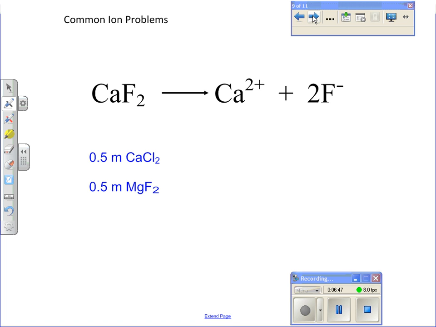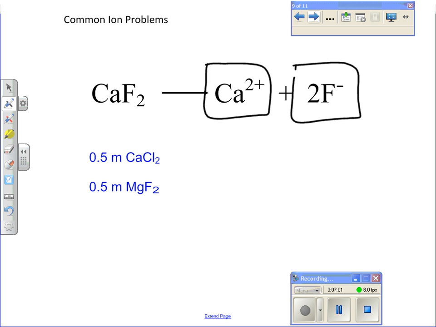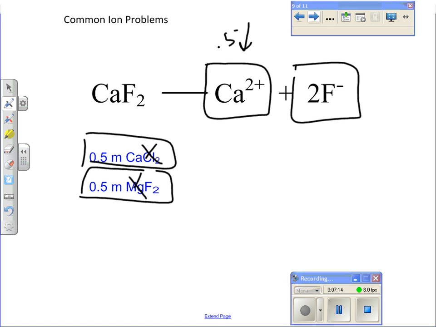Common ion problems, they will ask you, hey, which one will be least soluble, which one will be most soluble. Really, they focus on least soluble. When they ask you that, you have to look on the right-hand side at the ions. So you'll be adding solutions that contain a common ion. Well, there's no Cl in this, and there's no Mg. So really what we're doing in this problem is we're trying to see which one is going to give you the greatest ion concentration. If you plug in 0.5 Ca from the first one, that's going to go here.